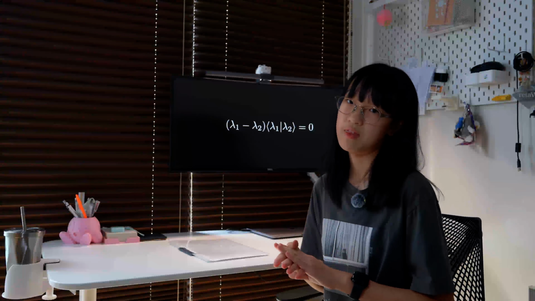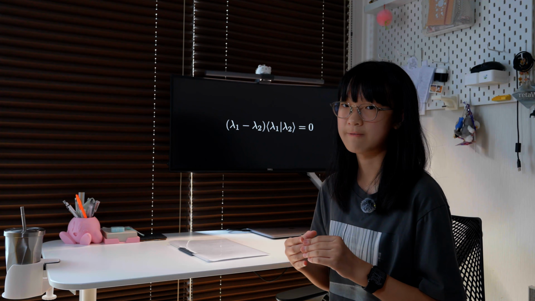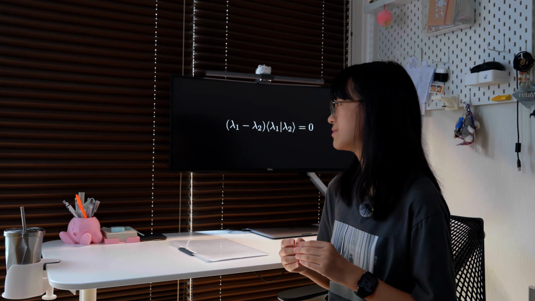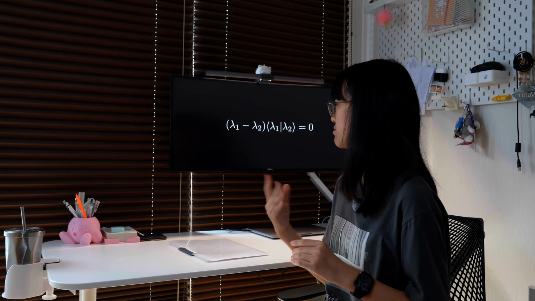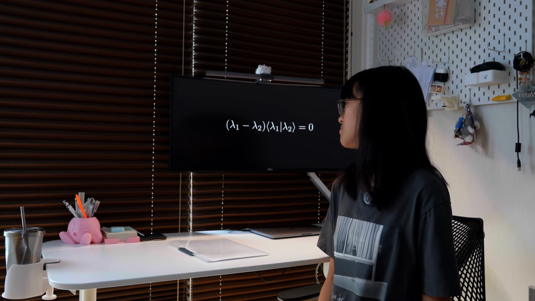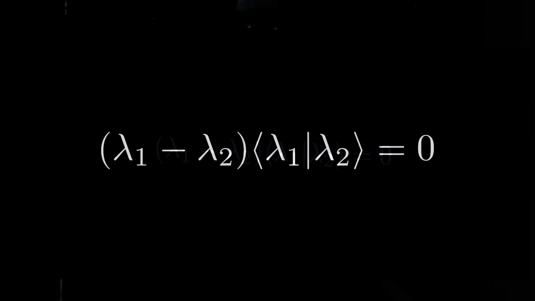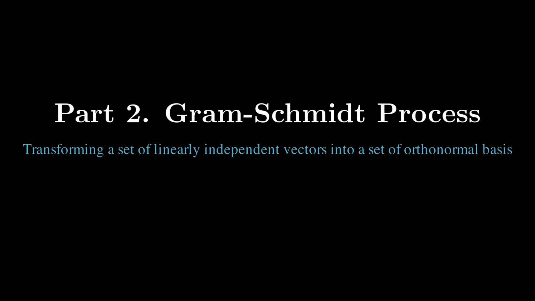So here's a question. What if we have a set of linearly independent state vectors in a space and we want to let it form an orthonormal basis? What can we do to them? Actually, we can use the Gram-Schmidt process. What is the process about? The process is about transforming a set of linearly independent vectors into an orthonormal basis.